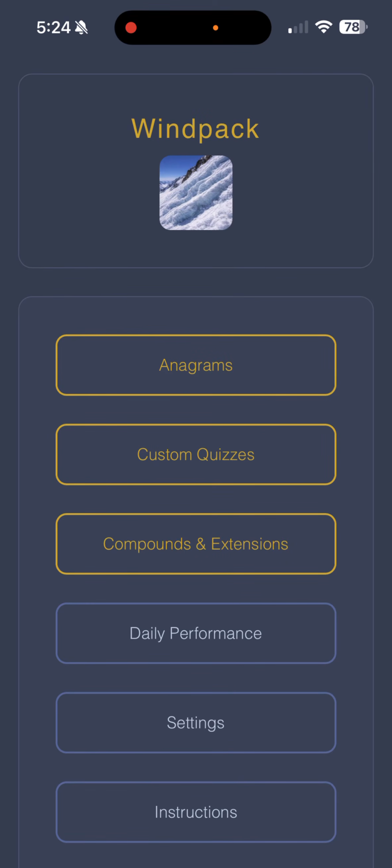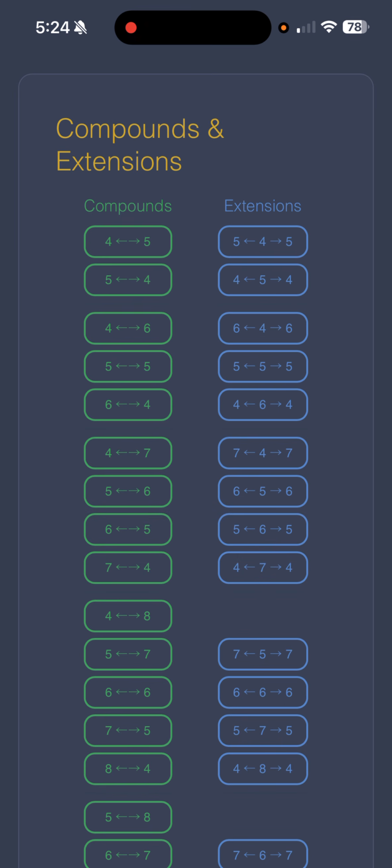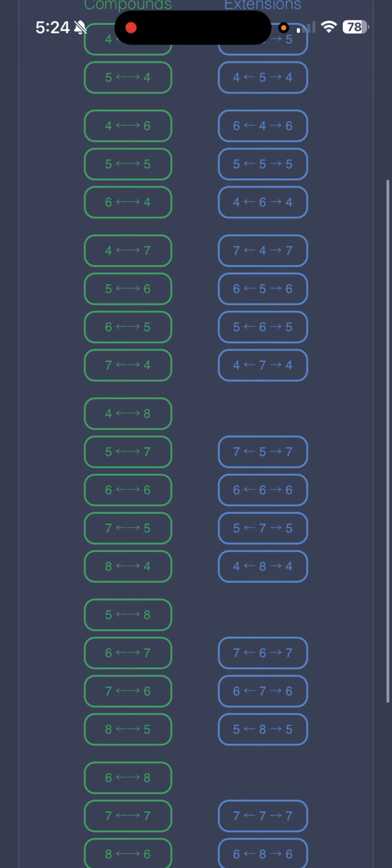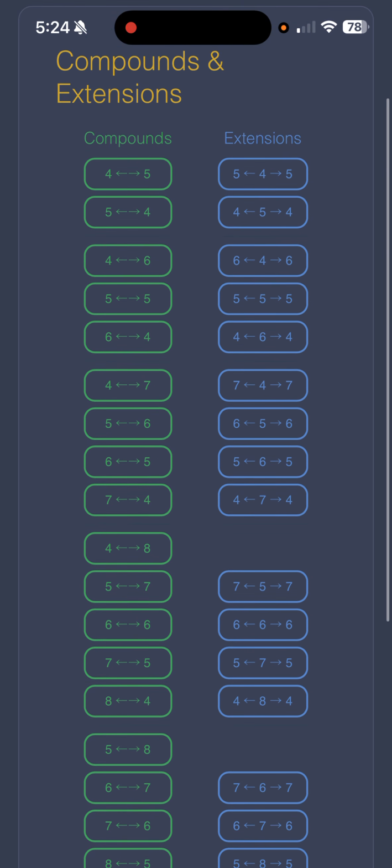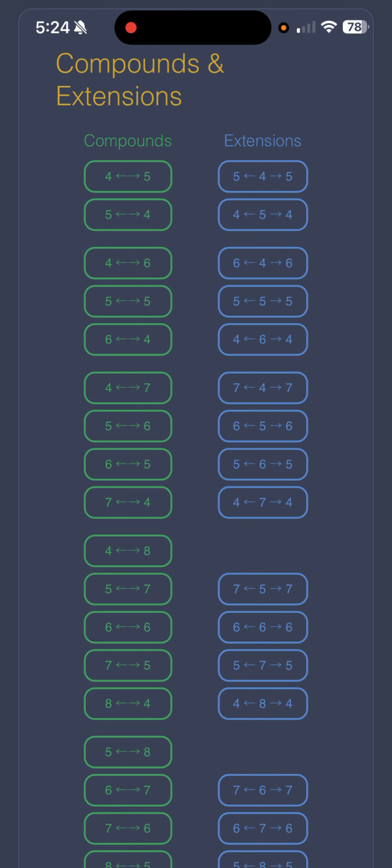In this video, I'm going to show you what compounds and extensions quizzes are and how you might use them. So let's begin by tapping the compounds and extensions button. And now we end up showing essentially 42 independent quizzes. A compound word, these are all 9 to 15 letter words. A compound word is a 9 to 15 letter word that consists of two valid words.